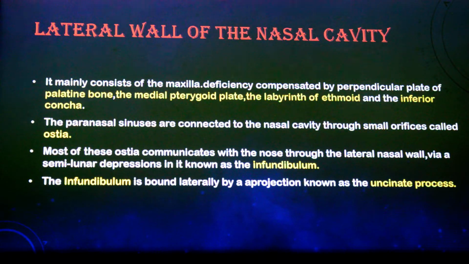The next is the lateral walls of the nasal cavity. They are also connected to the paranasal sinuses, and they are formed mainly by the palatine bones, medial pterygoid plates, the labyrinth of the ethmoidal bone and the inferior concha. There are mainly three conchae: inferior, middle and superior.